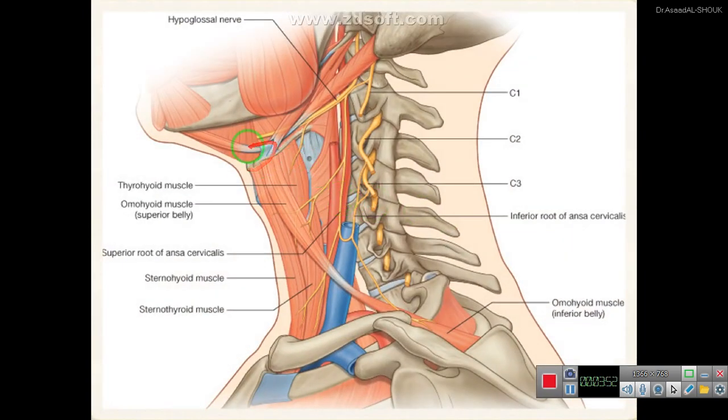Again, these are the muscles which lie anteriorly or anterolaterally related to the larynx. This one is the superior belly of omohyoid, and sternohyoid. Also we have sternothyroid and thyrohyoid muscle. This one is really one of the muscles of the pharynx. Sternocleidomastoid is a muscle projecting from here downward to the clavicle and the sternum.